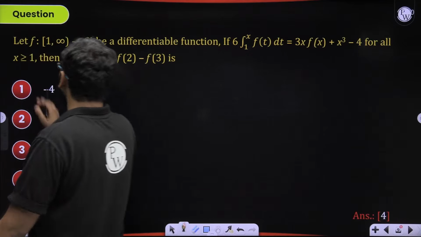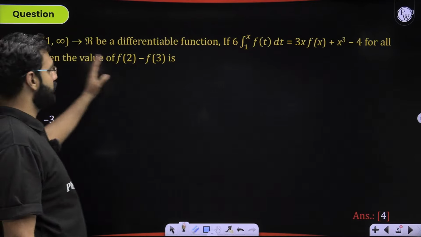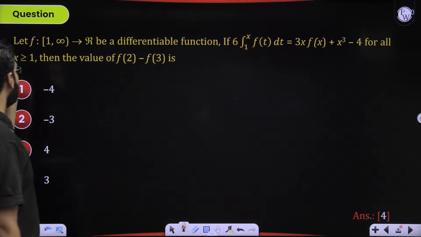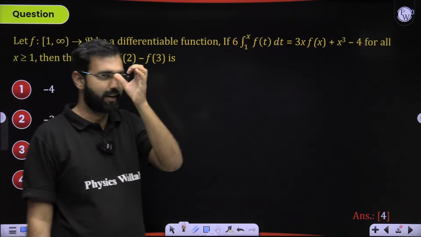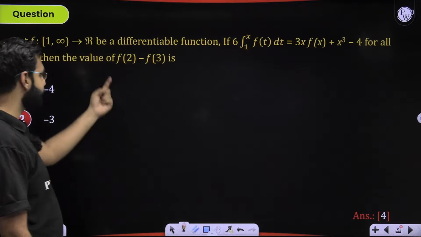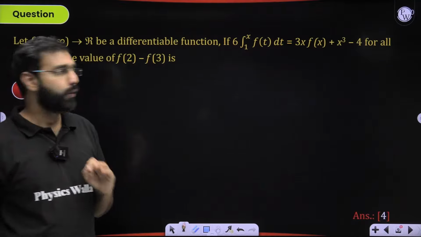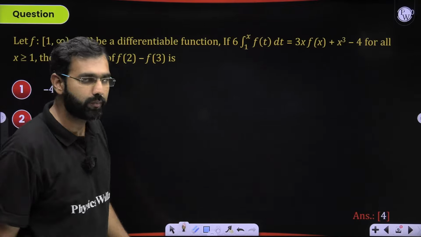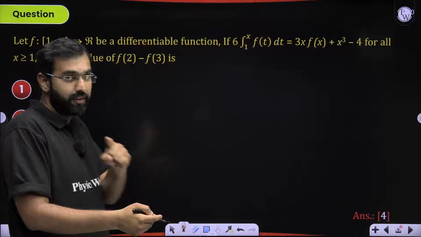Now, f from 1 to infinity to R be a differentiable function, where this is what we are given for all x greater than or equal to 1. Okay, perfect with that. Now from here, what I do next is f2 minus f of 3. We'll do that later, but let me differentiate this. So I'll be using the Newton-Leibniz theorem for differentiation of definite integration. I hope you remember that.